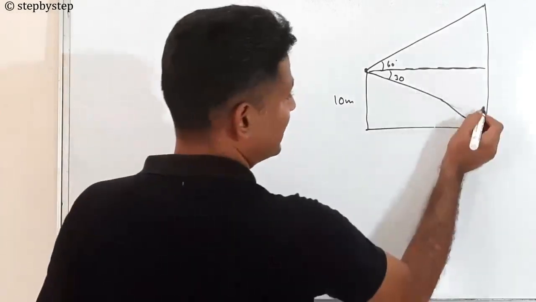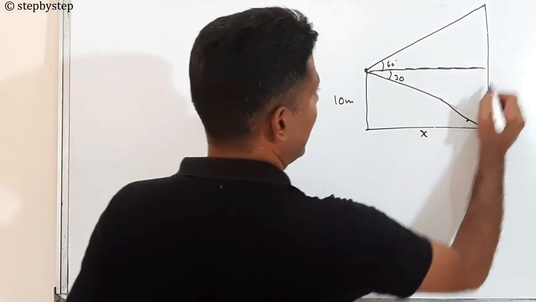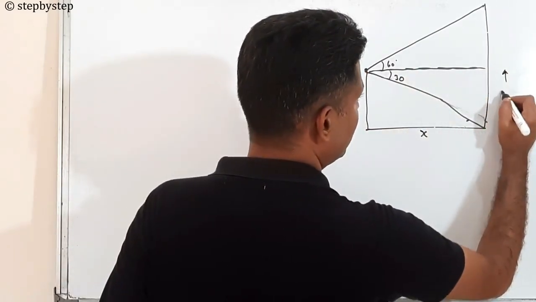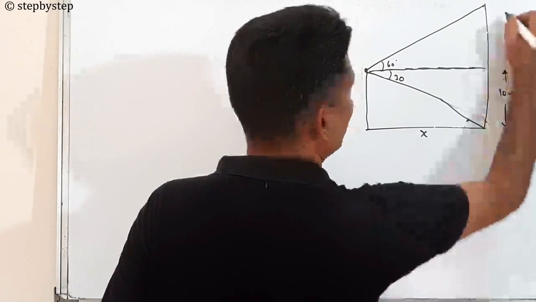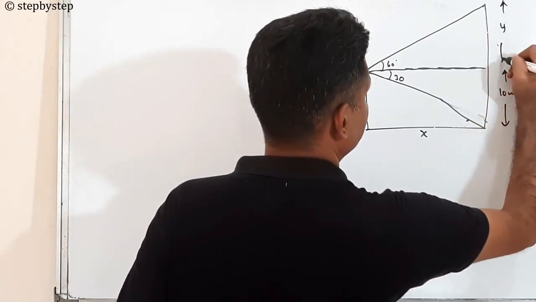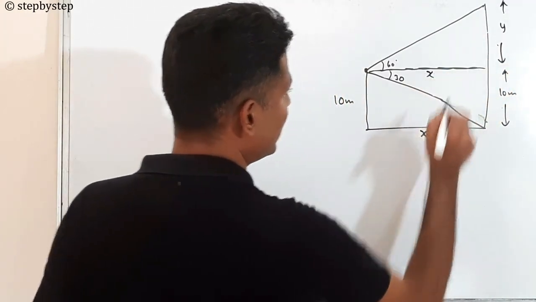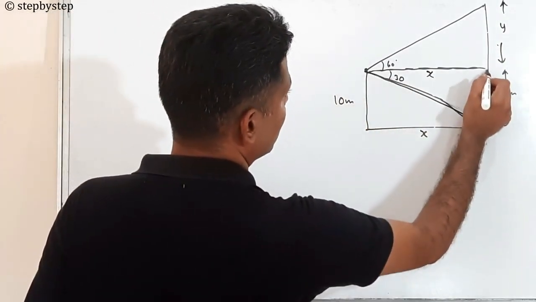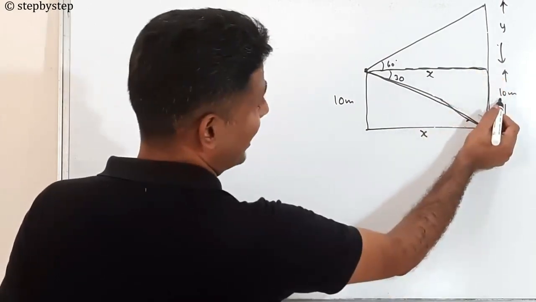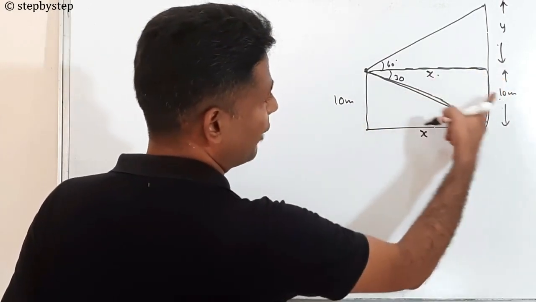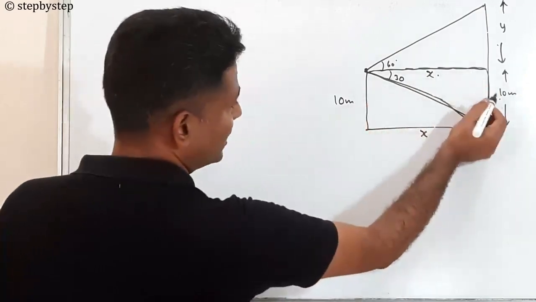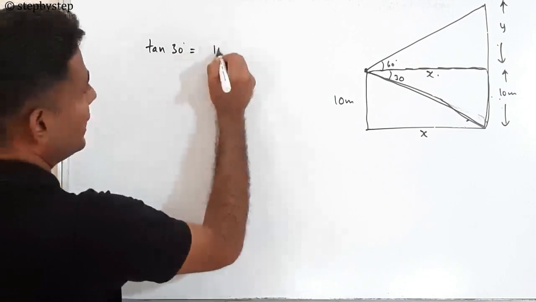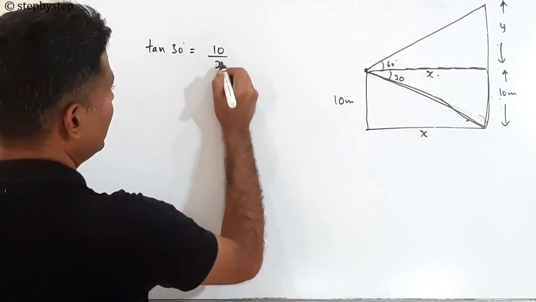So they have asked you to find the distance of the hill from the ship, let it be x, and the height of the hill. Now this is 10, which means this also will be 10 meters, right? So let this part be y. If this is x, this also is x. Now if you see this triangle, we have one side and one unknown, which means we can find x using this triangle. This is opposite, this is adjacent. So tan 30 degrees will be equal to opposite, that is 10, by adjacent, that is x.